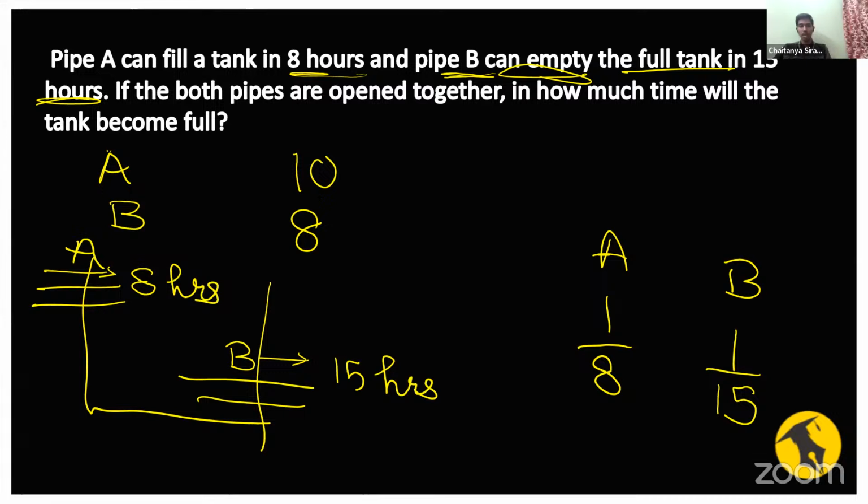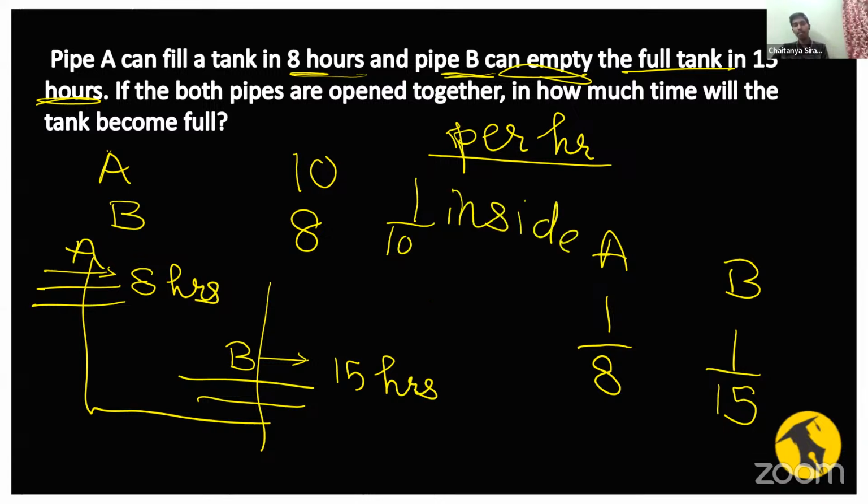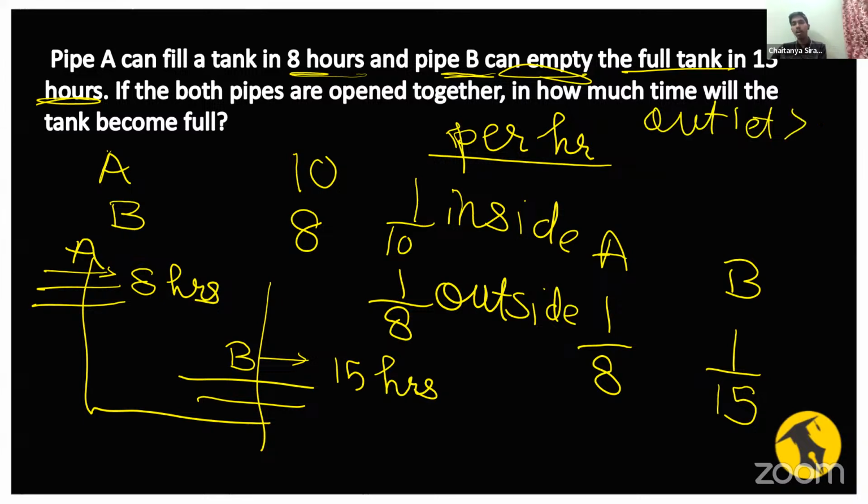The answer is no. Why? Because for every hour, I'll get 1 by 10 units inside, and 1 by 8 outside. That means my outlet is more than inlet. So in that case, the tank can never be filled.